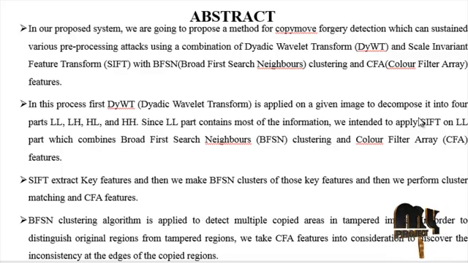The BFSN clustering algorithm is applied to detect multiple copied areas in tampered images, in order to distinguish original regions from tampered regions. We take the CFA feature, that is the color filter array feature, into concern to discover the edges at the copied region. Finally, we calculate the performance analysis of the overall process.